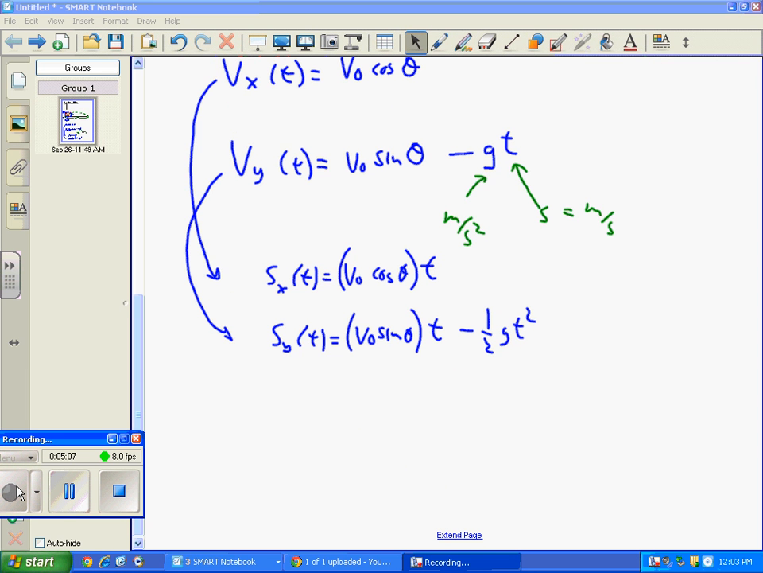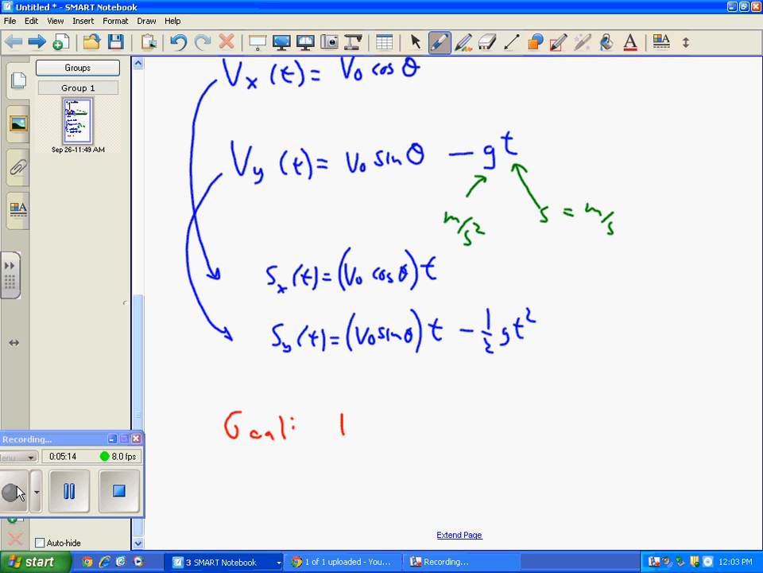Let's keep our goal in mind here. Let's just make a note here. Our goal is to maximize s sub x of t, I guess we'll say with respect to theta. We're saying, hey, what's the theta that's going to maximize our horizontal distance traversed? Intuitively, you kind of know that, for example, theta couldn't be 90 degrees.